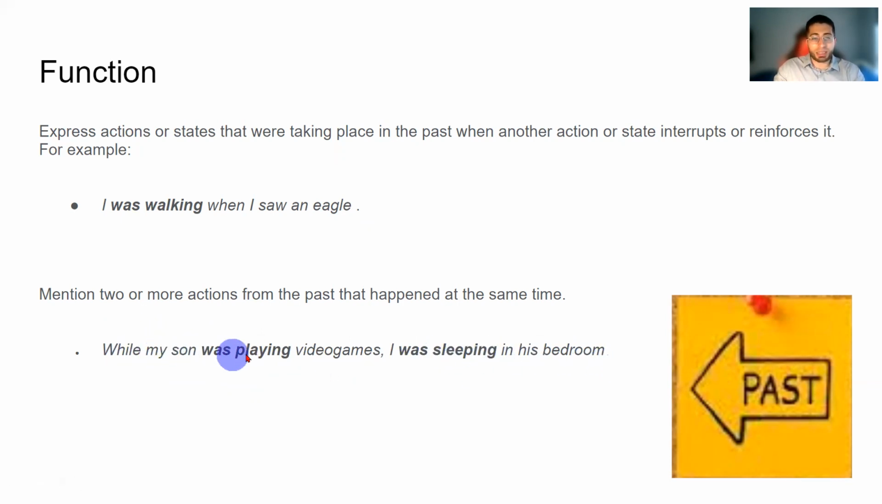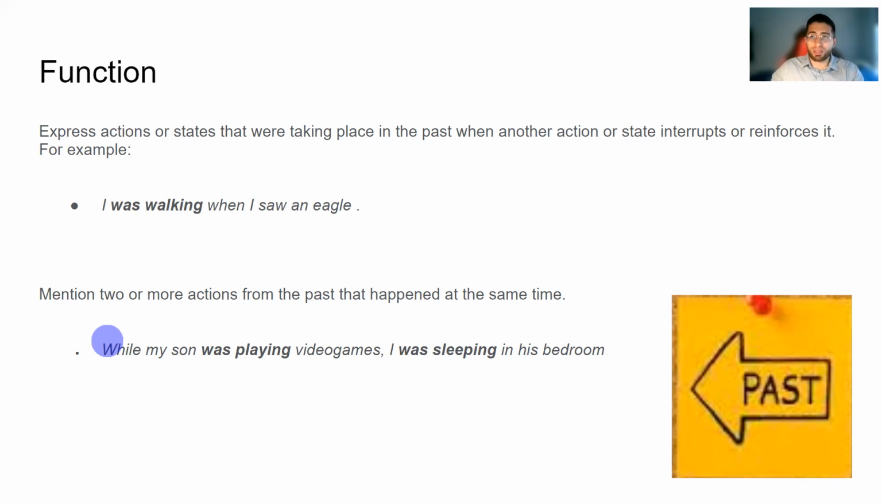Entonces acá, while my son was playing video games, I was sleeping in his bedroom, right? Mientras mi hijo estaba jugando videojuegos, ¿listo? Estaba jugando videojuegos, yo estaba durmiendo en su habitación. Yo estaba durmiendo en su habitación, ¿listo? Aquí, chicos, vemos that is clearly two actions that occur at the same moment, right? Estamos viendo dos acciones que ocurrieron en el mismo momento, ¿no? That the guy was playing video games, que el chico estaba jugando videojuegos, and the other person was sleeping, right? Y que la otra persona estaba durmiendo.